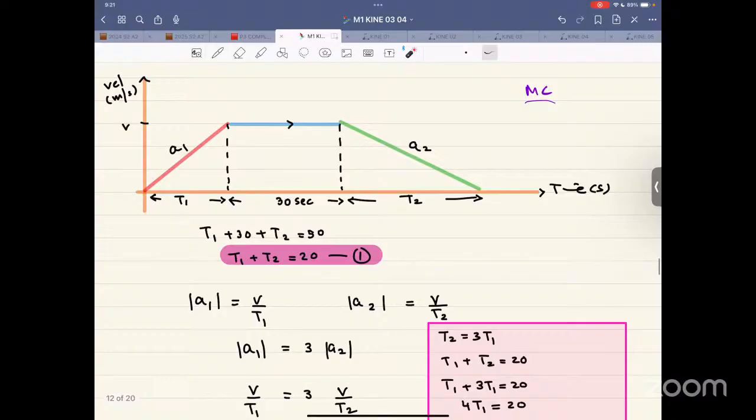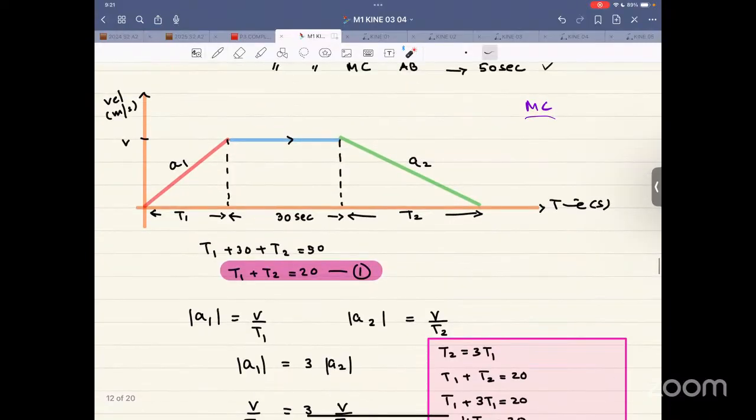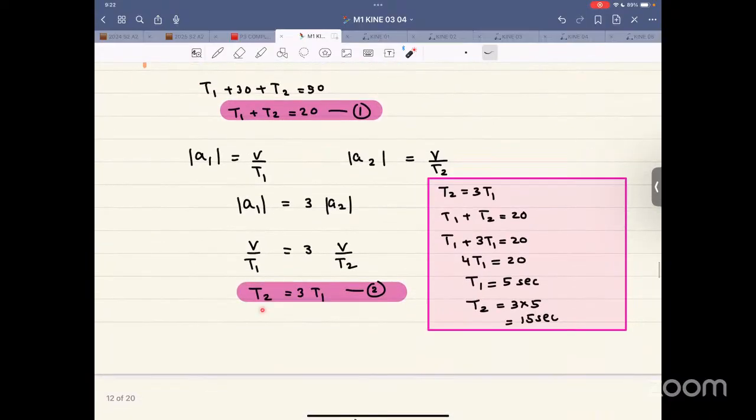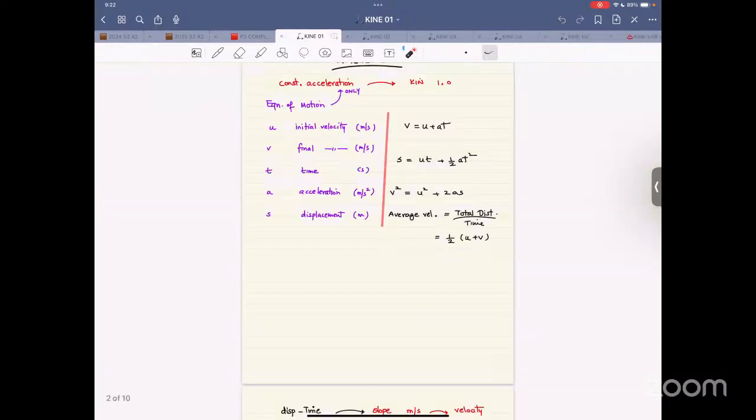That also makes sense because this is accelerating very fast as compared to this thing, which is slower. So this time taken will be more, this time taken will be less, and it should be in the same ratio. So therefore, T2 is 3 times T1. Since A1 is 3 times A2, it's the opposite. Plug it in over here. Therefore, T1 comes out to be 5 seconds. T2 comes out to be 15 seconds. So that's an important question over here.